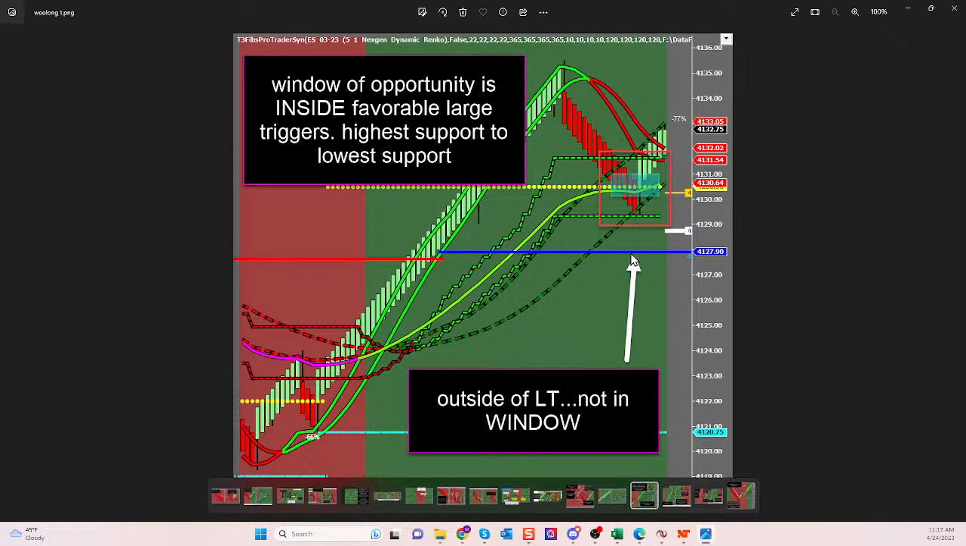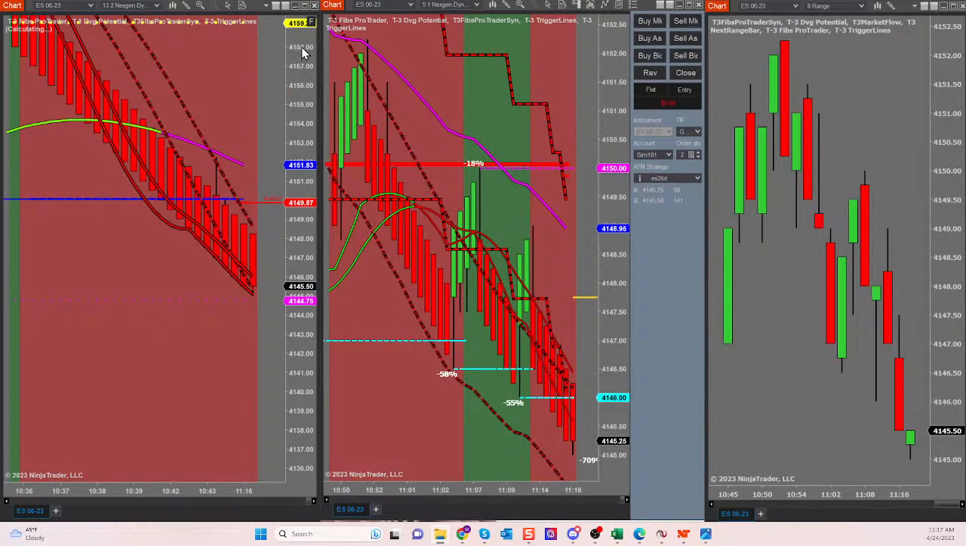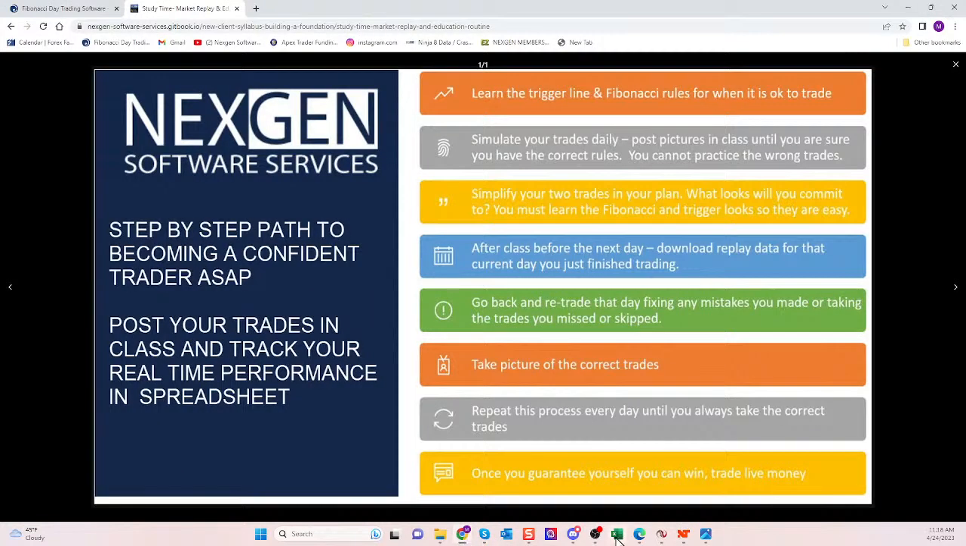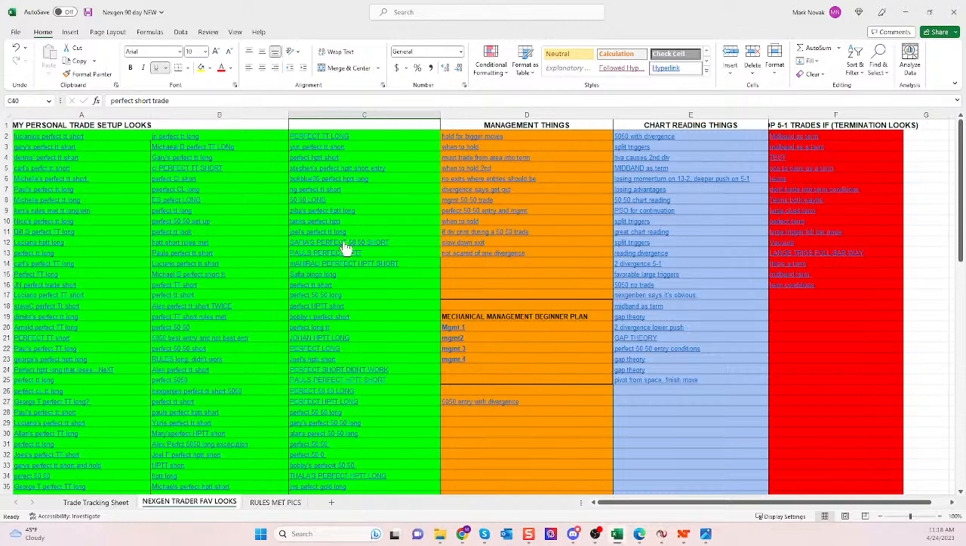Guys, you can go back and do this all day long on a 5-1. You can go on a 13-2 and do nothing but circle odds favorable momentum, right? And you can do this over and over and over until these pictures become burned in your brain.